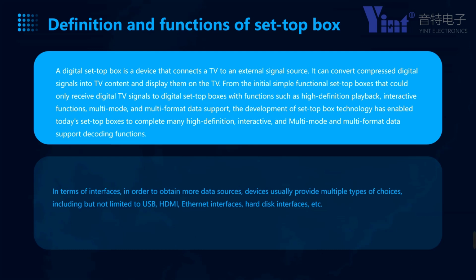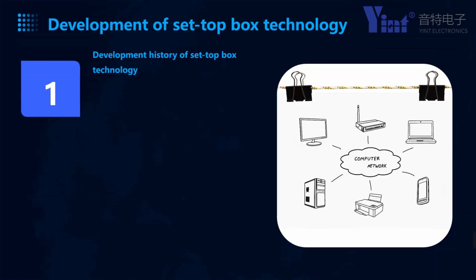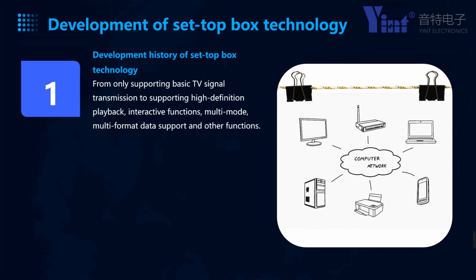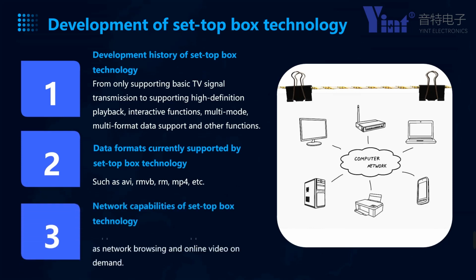In terms of interfaces, in order to obtain more data sources, devices usually provide multiple types of choices, including, but not limited to USB, HDMI, Ethernet interfaces, hard disk interfaces, etc. From only supporting basic TV signal transmission to supporting high-definition playback, interactive functions, multi-mode, multi-format data support, and other functions. Data formats currently supported by set-top box technology include AVI, RMBB, RM, MP4, etc.